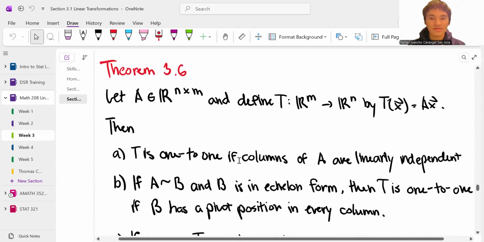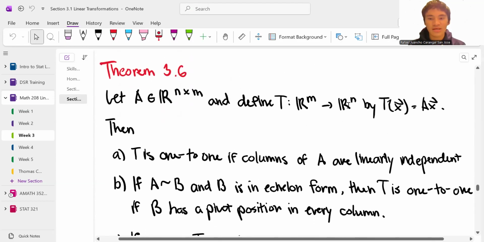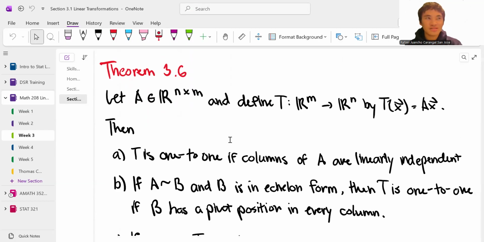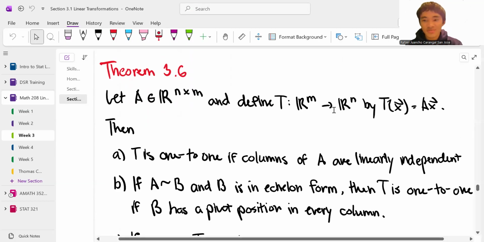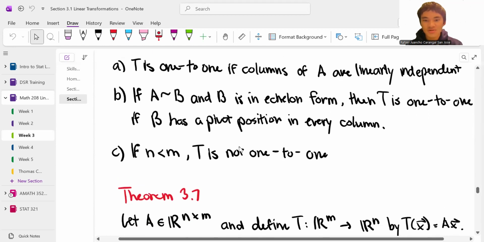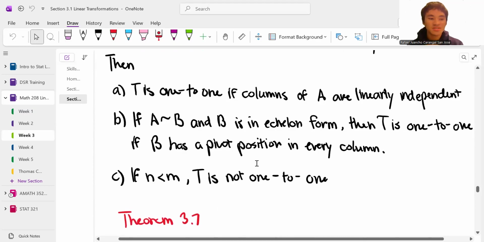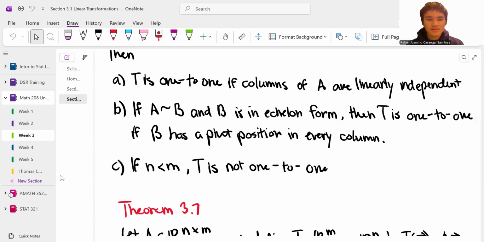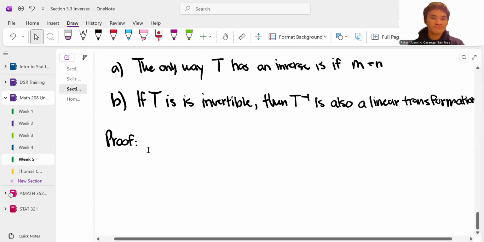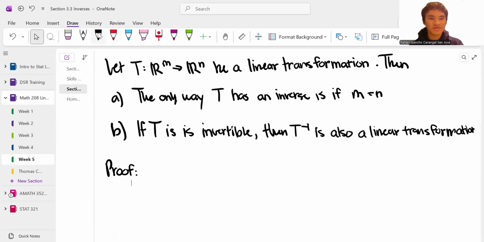And I think I know why. If m is greater than n, let's say R3 becomes R2, there's going to be some free variable out there. If we can only plug in two things, there is one free variable somewhere, so we know that's not one-to-one because there's a spare thing. Okay, so that was the theorem there. So here's the proof.